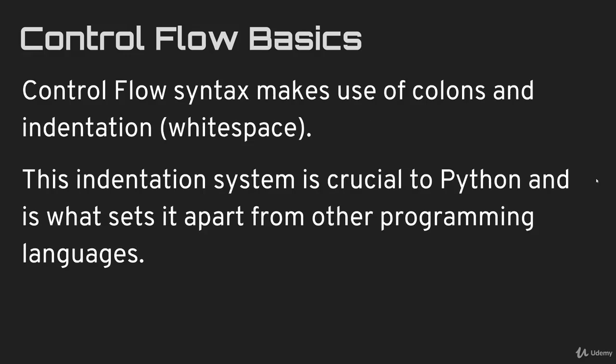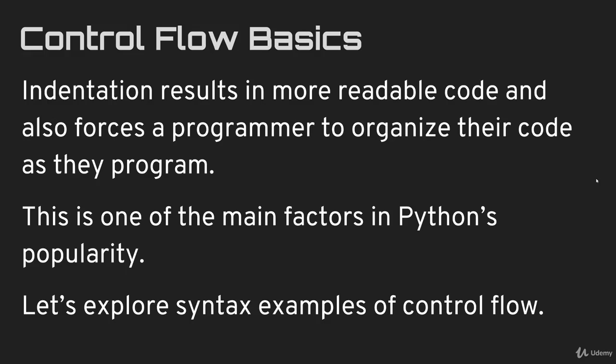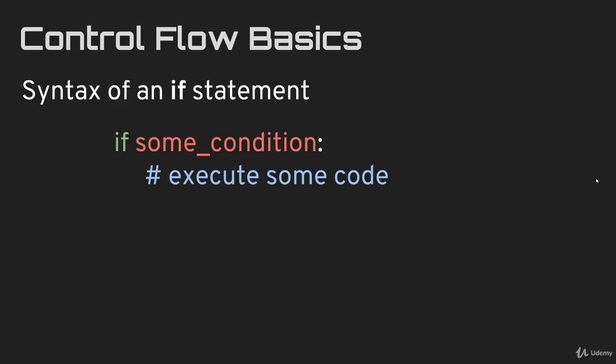The control flow syntax makes use of colons and indentation, otherwise known as whitespace. This indentation system is crucial to Python, and it's really what sets it apart from other programming languages. Indentation results in more readable code, and it also forces a programmer to organize their code as they program. And this is one of the main factors in Python's quick rise to popularity. Let's explore some syntax examples for control flow.